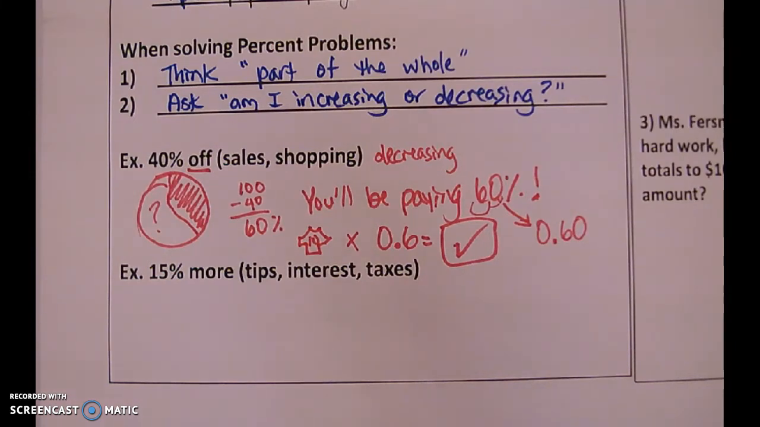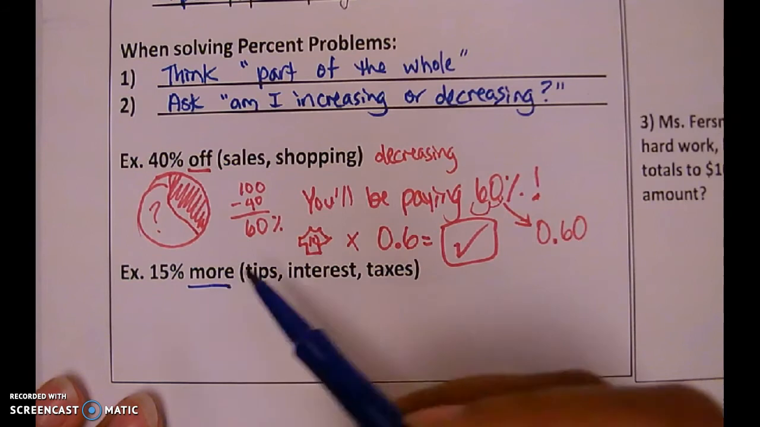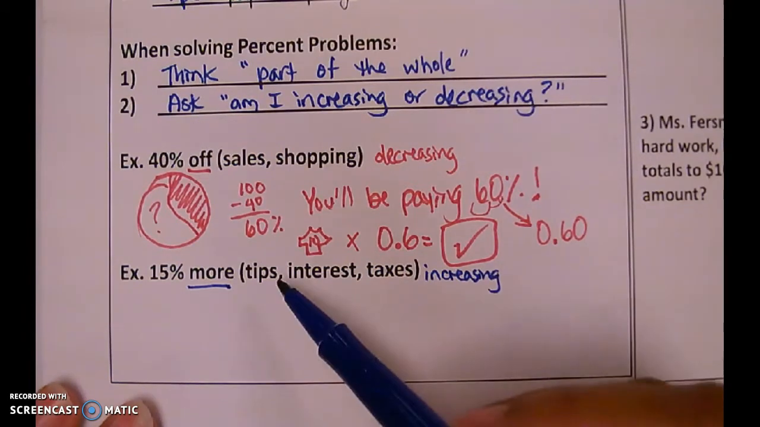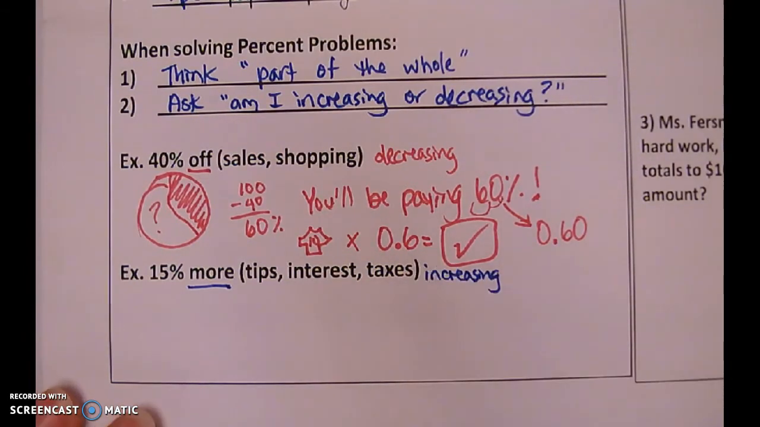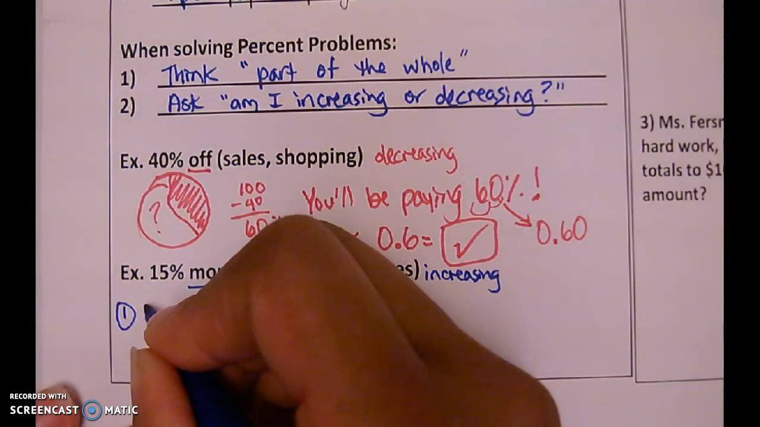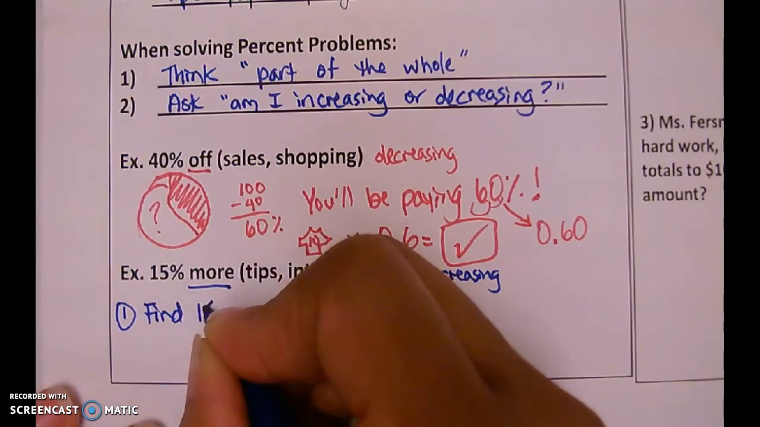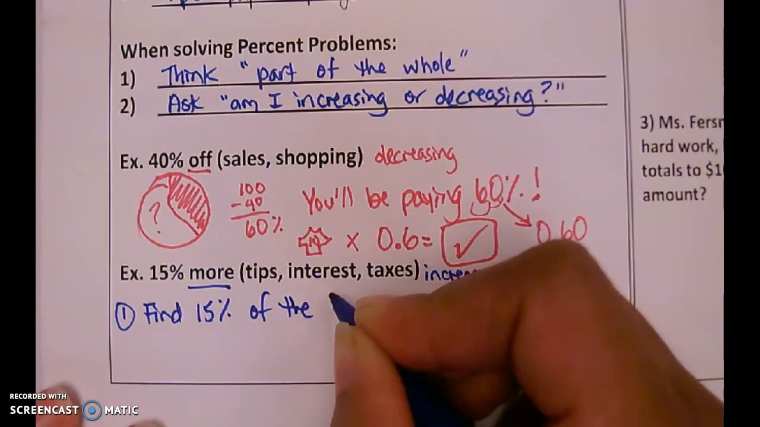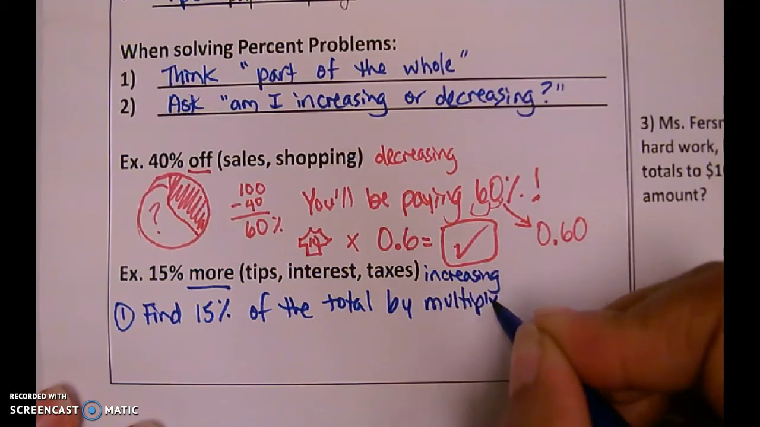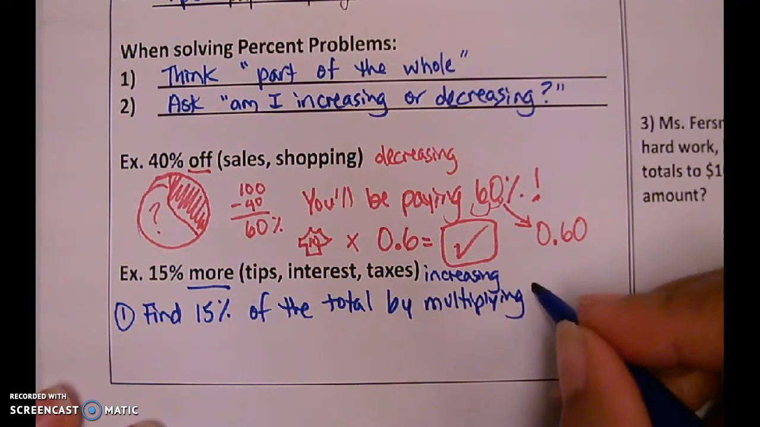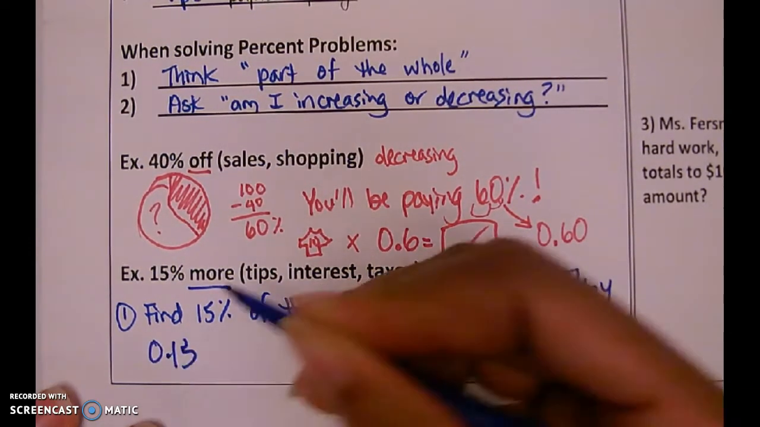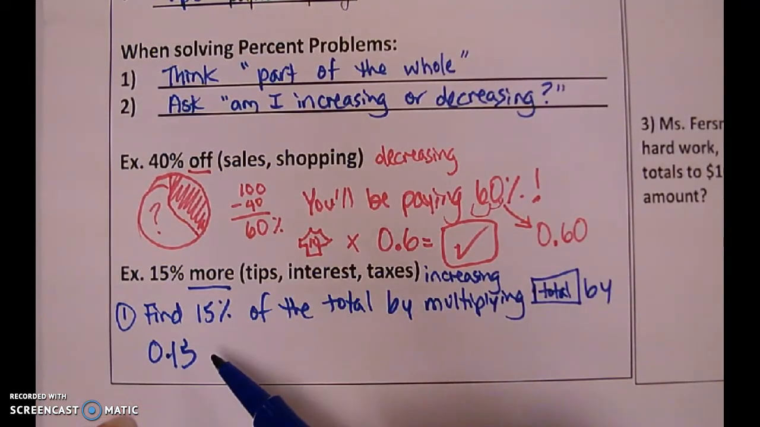Now let's look at this example. If we see a situation where we're required to pay 15% more, that means we're actually going to be increasing. So we're going to have to pay more. You can see this when it comes to tips, interest, or taxes. What we're going to do is we're going to first find the 15% of the total by multiplying that total amount by 0.15. Now, you may be asking me, how do we get 0.15?